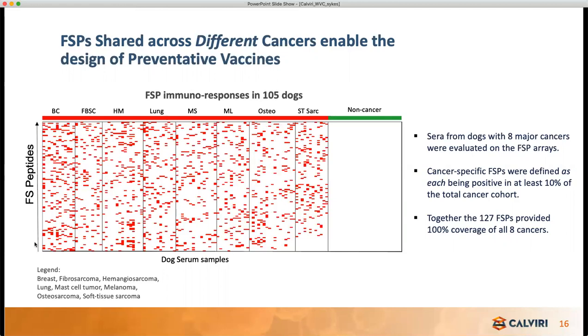So here's a set of peptides that were identified on the arrays for these 8 different dog cancers that are legended here. And as I hope you can see, there are some peptides, like this particular peptide, that is found both in breast cancer and in lung cancer. So we did an overlay, a kind of Venn diagram determination of how many frameshift peptides it would take, and the answer was 127, to cover all of these dog patients in these 8 different cancers.